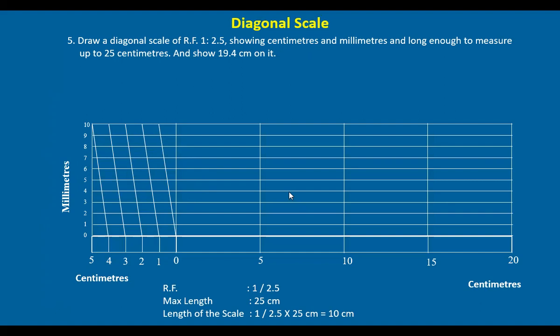So, let us show 19.4. Here, we don't have 19 directly, right? Instead, you can take 15 centimeters here, right? Let's take 15 centimeters here. Additionally, you have to show 4.4. So let's take 4 centimeters on the left side. On this, you take 0.4. Is that clear?